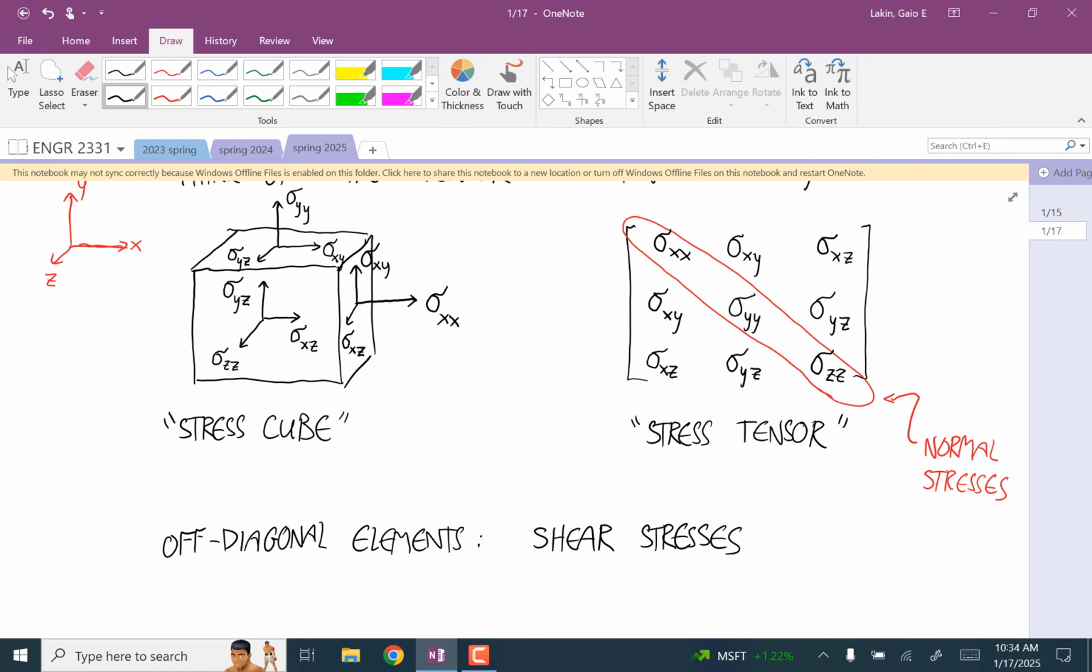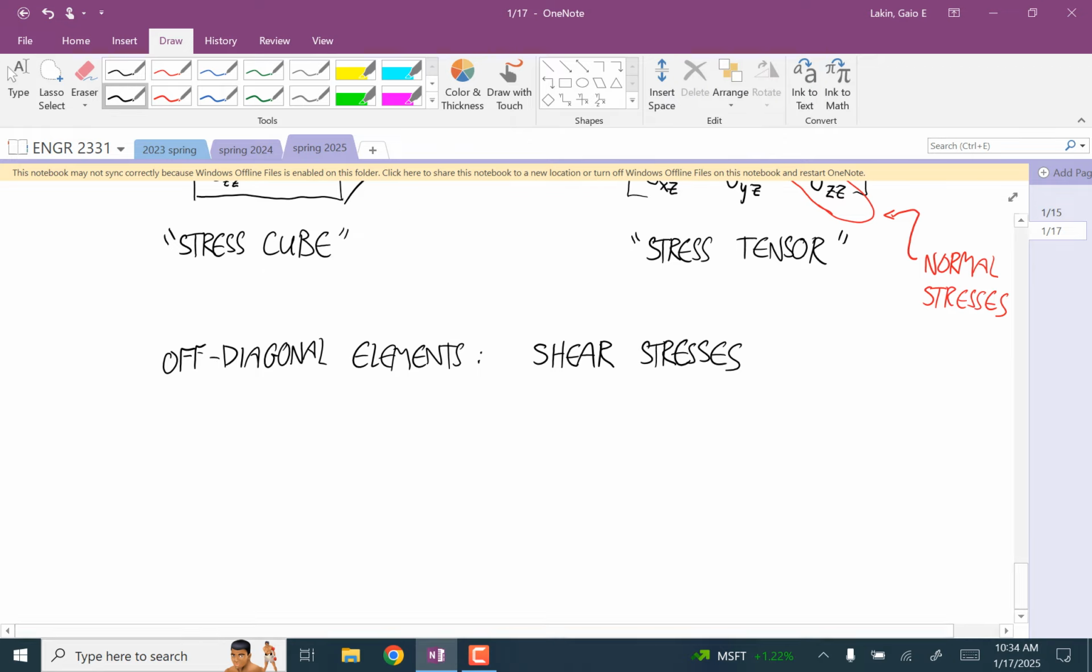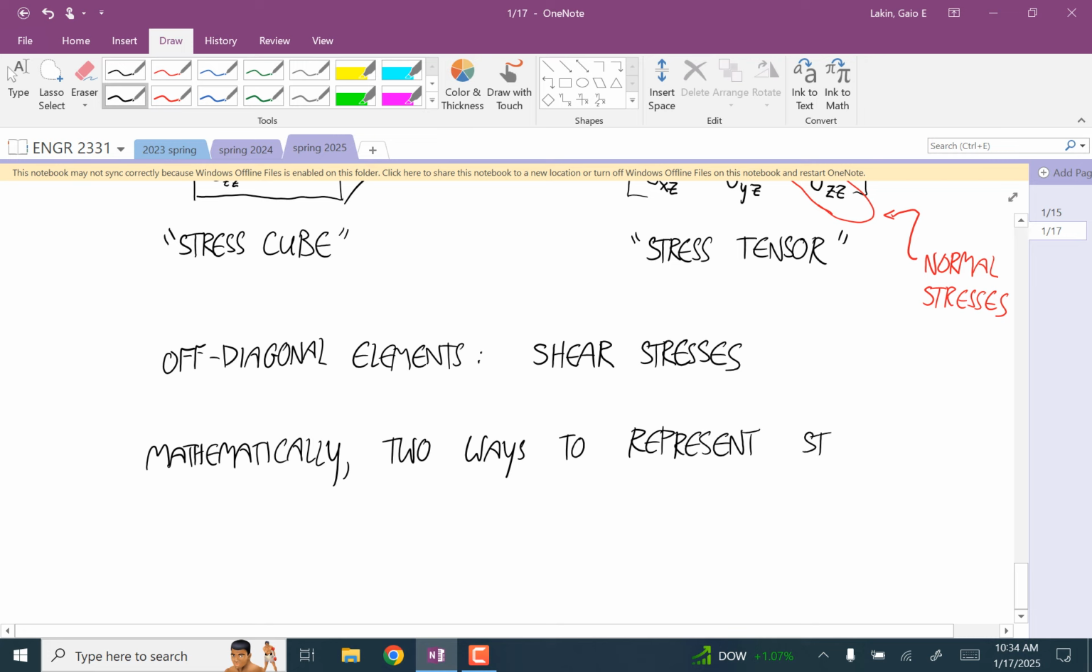Okay, so mathematically, there are two ways to represent the stress, and we'll have to use them both in different situations. The first one is the stress tensor.